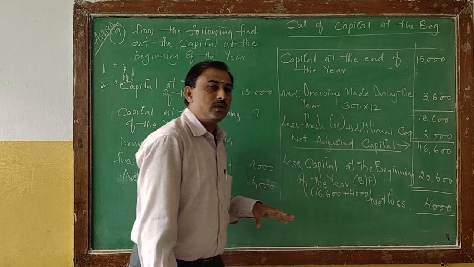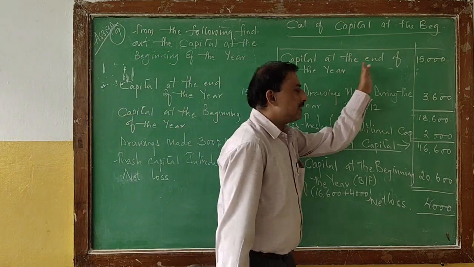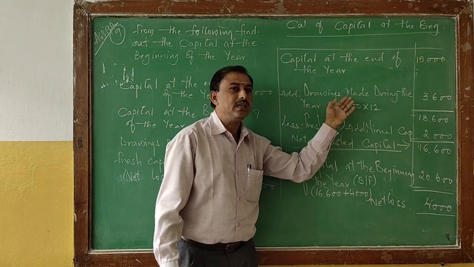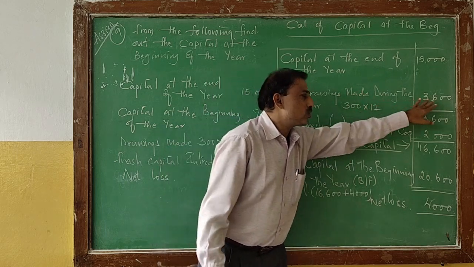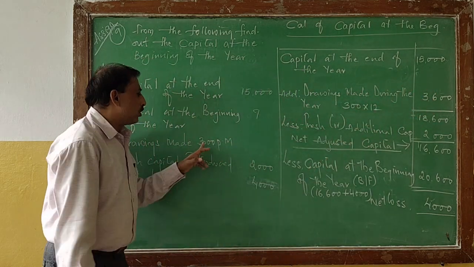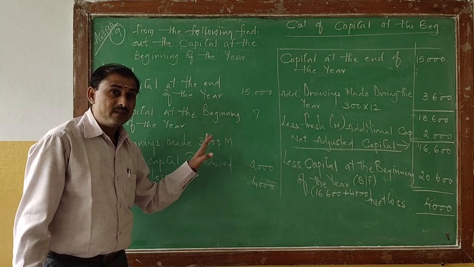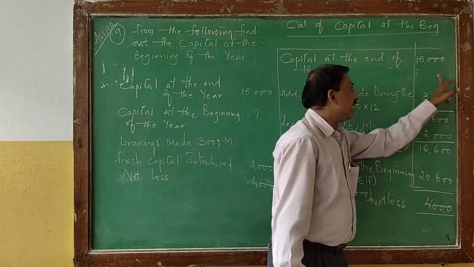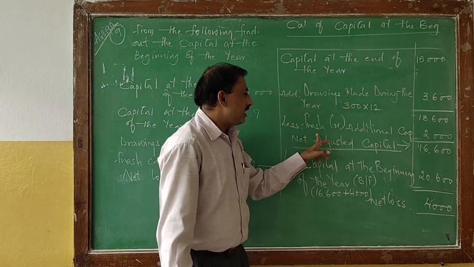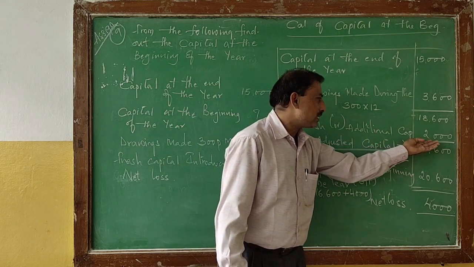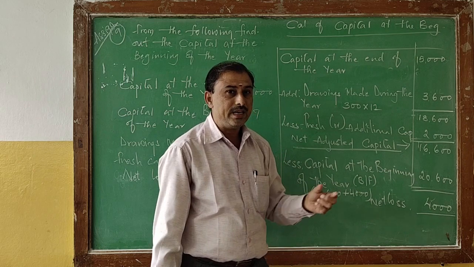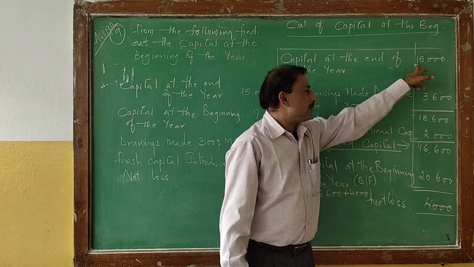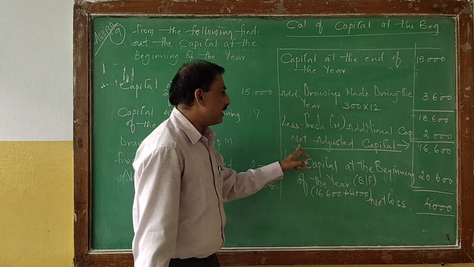Okay? So try to understand. Once again I will explain. Capital at the end of the year already is given for us. Drawings made during the year, 300 into 12, that is 3,600. They are not given drawings per annum, but they are given per month. When it is given per month, we will convert it to per annum and add. Now fresh or additional capital is given to us, 2,000. Always the fresh or additional capital should be deducted from the amount you get after adding drawings to the capital at the end. Then you will get the net adjusted capital.